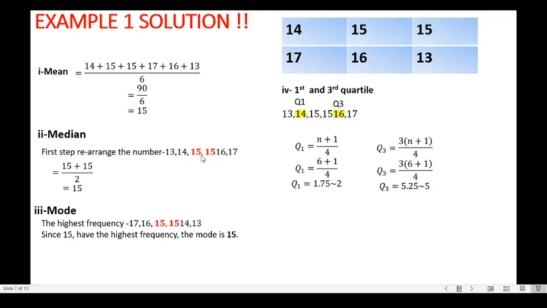If let's say here you have 16 plus 15, of course the value will be different. And some of the values may be in point form. So it depends on the data that is being given to you guys.